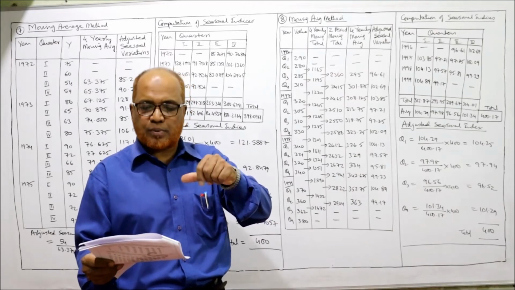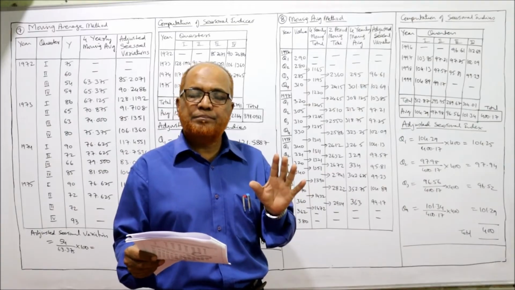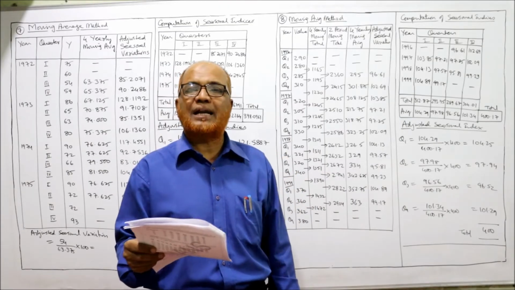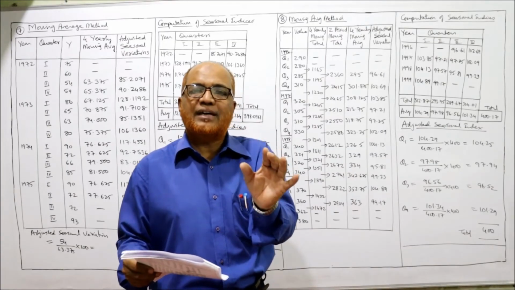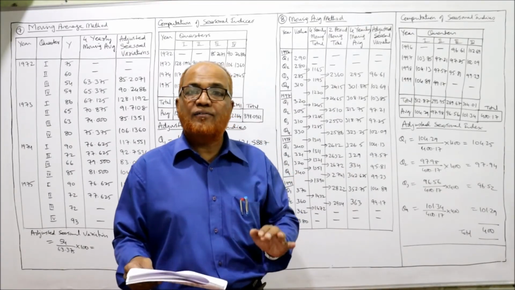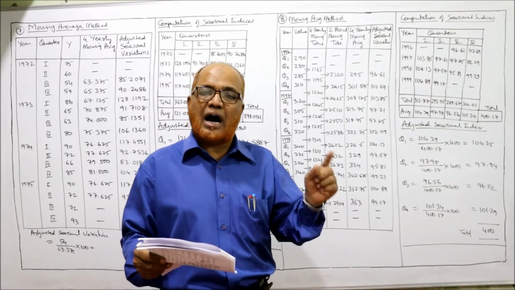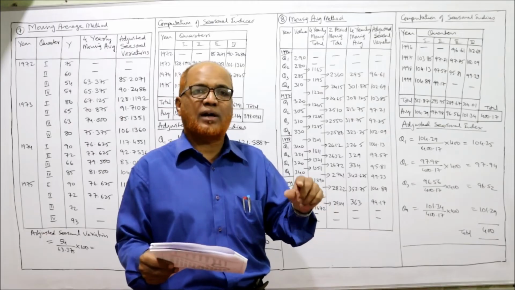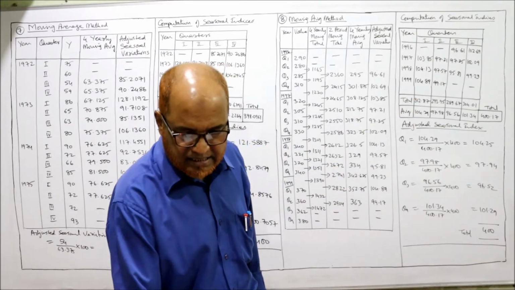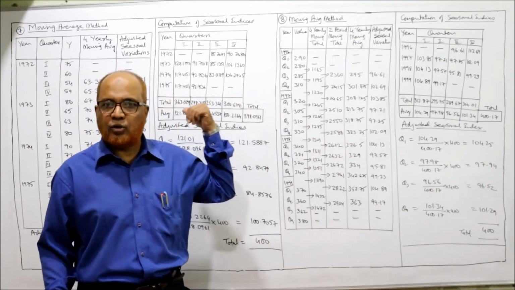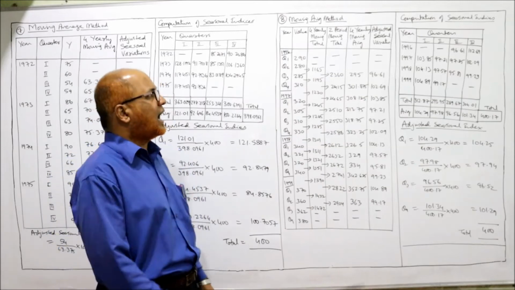Exactly similar to the previous problem, but here the data is given, but 4 quarterly moving averages are not given. In the previous problem, 4 quarterly moving averages were given, but here we have to calculate them. After calculating the 4 quarter moving average, we have to proceed to find the seasonal indexes. So it is a slightly different problem compared to the previous one.